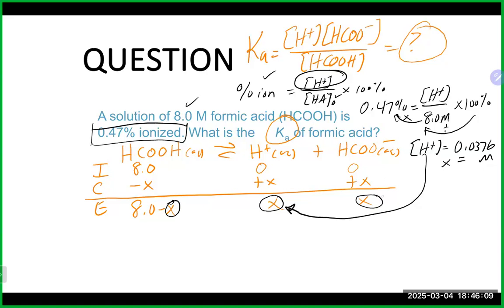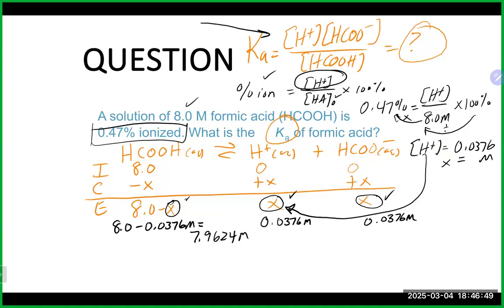So at this point, I now pretty much have all these guys, and I could actually get the concentration of each of those. So our X here would be 0.0376 molar, or 0.0376 molar for that guy. And this guy would be 8 minus 0.0376 molar. And that's going to get me 7.9624 molar. I now have the equilibrium concentrations of everybody.